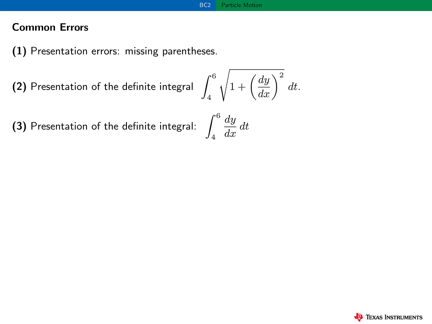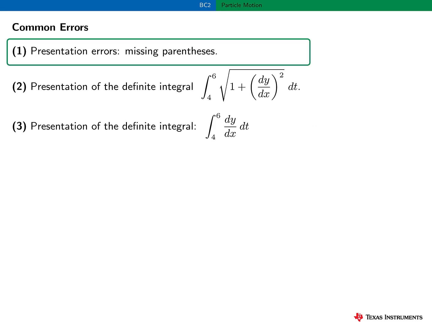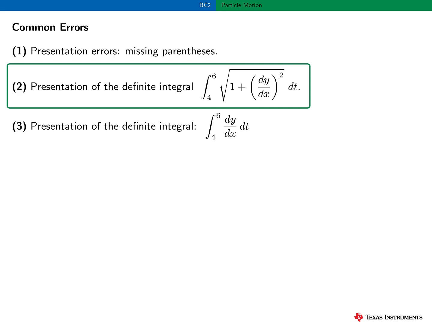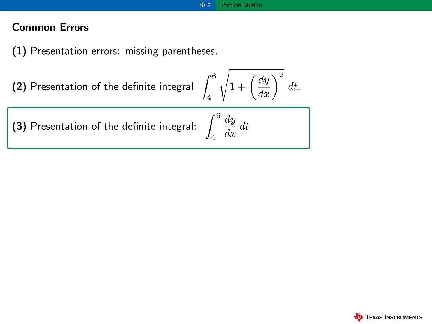Here are a few of the common errors observed in Part D. Now, it seems that most students understood the concept here, but many simply did not present the mathematical setup properly. Missing parentheses and misplaced 2's in the exponent were common. Several students appeared to treat this question as a one-dimensional arc length problem, and they presented and evaluated this definite integral. Well, this earned 0 points in Part D. And it was also common to see this incorrect definite integral. This also earned 0 points in Part D.